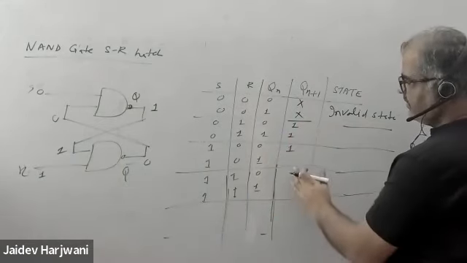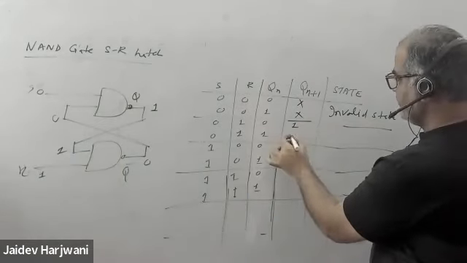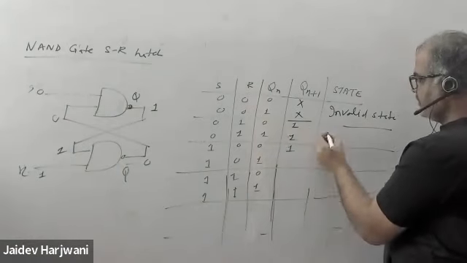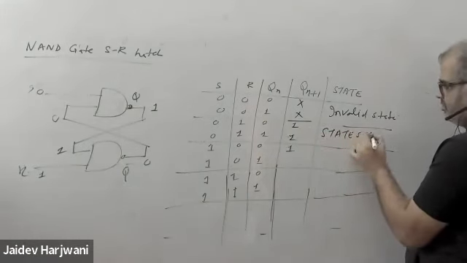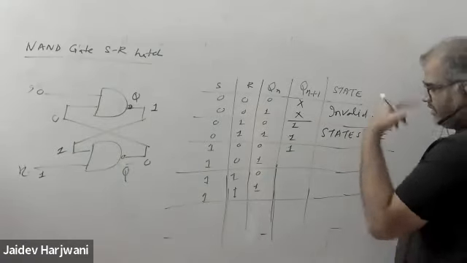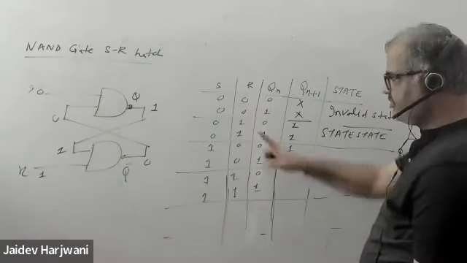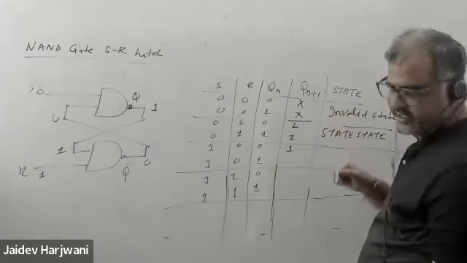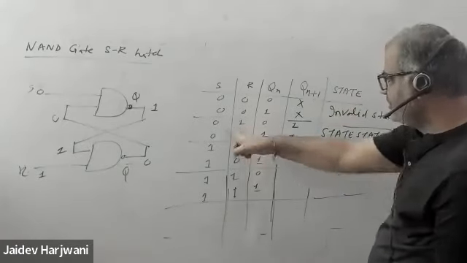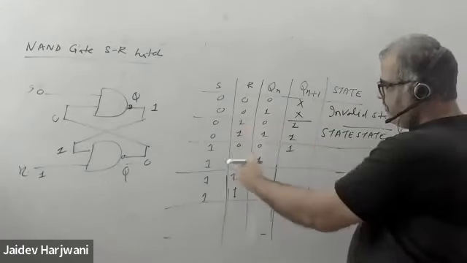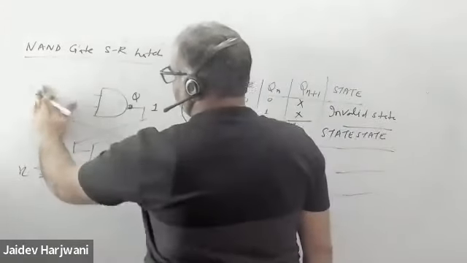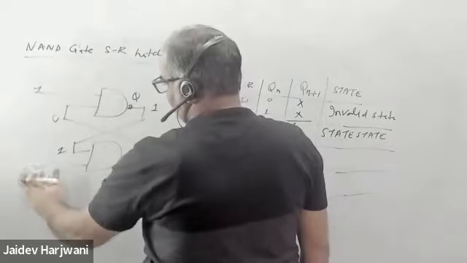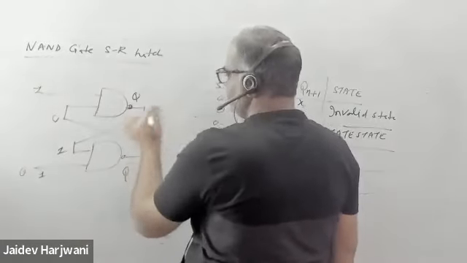So this is basically what I'm writing here, 0 1. This is basically called the set state. For the NOR gate, 1 0 was the set state and 0 1 was the reset state. Here 0 1 is the set state. Now 1 0 will be the reset state. You can check. Now 1 0. So this is 1 and this is 0. Initially you're starting with 0.